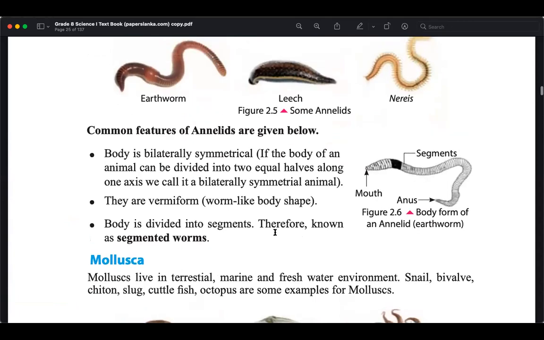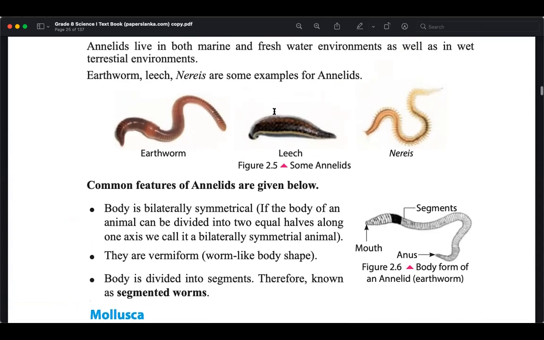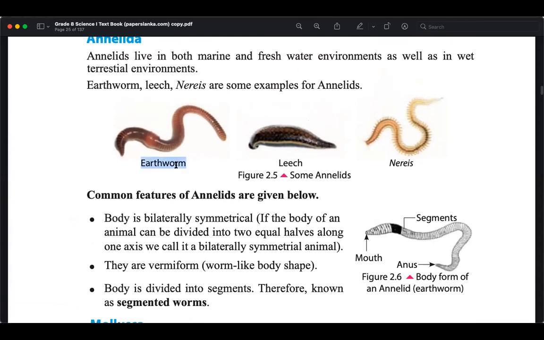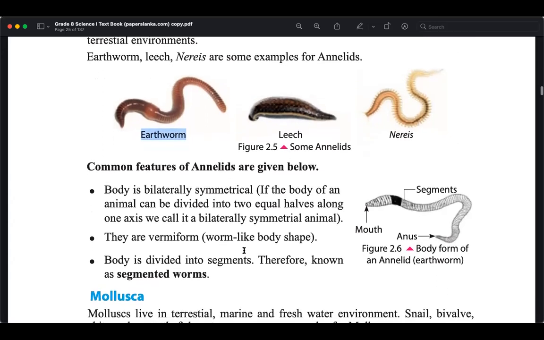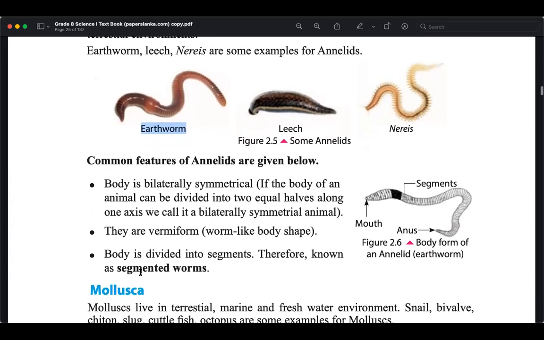So there are vermiforms, like worm-like bodies. They look like worms, but not worms. Worm is another category. So an earthworm is a worm, and a leech is, but anyway, it's a worm-like vermiform body. And the body is divided into segments. So therefore it's called segmented. You can see here these parts are called segments. So the body is divided in segments, so you call them segmented worms.